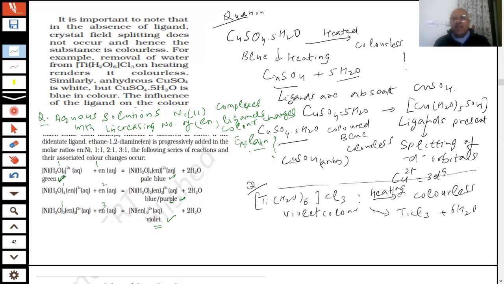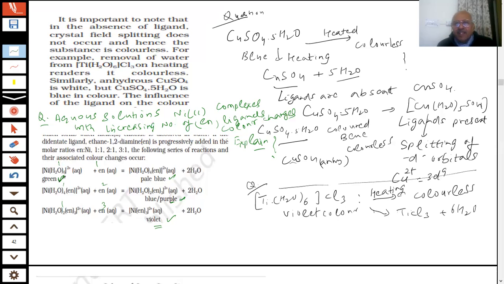What should be the story? What should be the doubt, student, to you? What will happen? Why will the color keep on changing? Due to the change in the number of ligands. Then what will they do? That is our point. We are already saying we are changing the ligands. Did I not say that I am adding a progressively increasing number of en? I am already giving you the fact that ligands are changed. Then ligands are changed. Why will the color change? That is my question now.